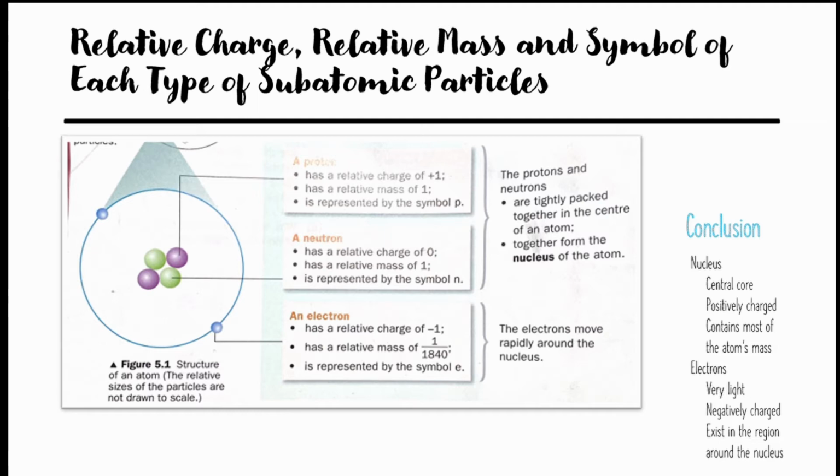Now, let's talk about the relative charge, relative mass, and the symbol of each type of subatomic particle. First, let's talk about relative charge. The relative charge of proton is +1. It means positive 1, while neutron has a relative charge of 0. It means neutral. Electron has a relative charge of -1. It means negative 1.